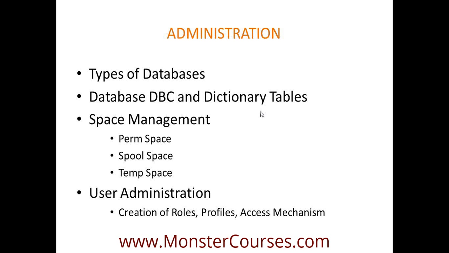And space management: there are 3 types of spaces we have, permanent space, spool space, and temporary space. What is the difference between all these 3? How does it work? How do you modify the database with permanent space, spool space? That is very important. So we discussed this one.